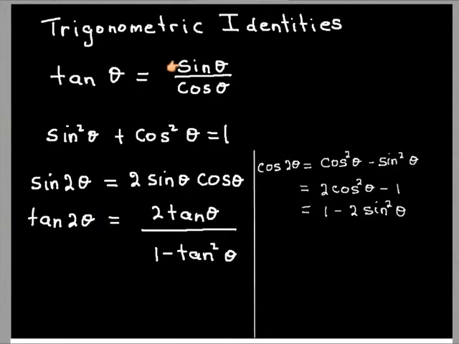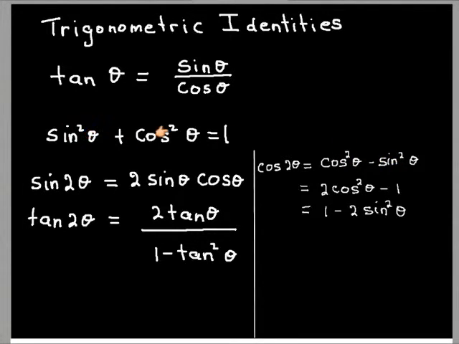Tangent theta is equal to sine theta over cosine theta. This is the Pythagorean identity: sine squared theta plus cos squared theta is equal to 1. And these are the double angle formulas. Sine 2 theta is 2 sine theta times cos theta. Tan 2 theta is equal to 2 tan theta divided by 1 minus tan squared theta. Cos 2 theta is equal to cos squared theta minus sine squared theta.